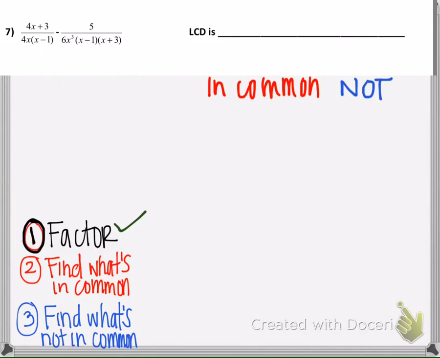Okay, so let's try this problem here. So let's find what's in common. So x minus 1.